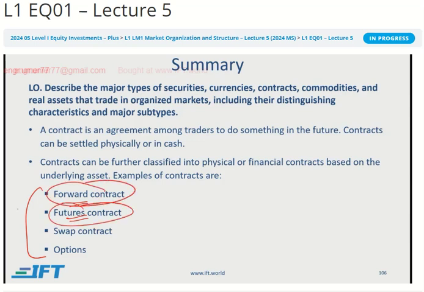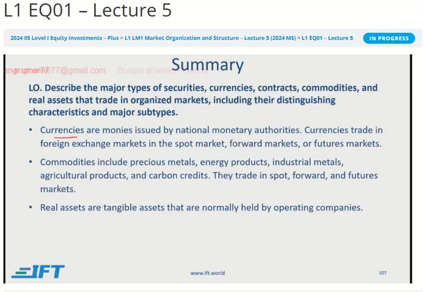Futures are standardized, forwards are customized. Swaps can be of various types. Fixed interest rate for a floating interest rate, that's called a plain vanilla interest rate swap. You can have an equity swap where you pay a fixed rate and you get the equity return of an index. You can have options as well. So all of this will be looked at in a lot more detail when you get to derivatives. Of course, some contracts are cash settled, such as contracts for differences. No physical delivery takes place in the future for these. We talked a little bit about currencies, commodities, and real assets. Again, this will be covered in a lot more detail when you get to alternative investments.